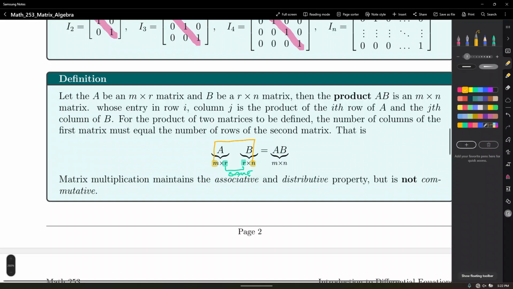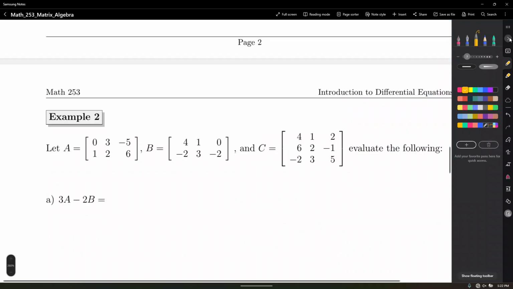Now, matrix multiplication maintains the associative and distributive properties. However, in general, it is not commutative. For some cases, maybe, but for many cases, in general, it's not commutative. How about we see this in action with a couple of examples?